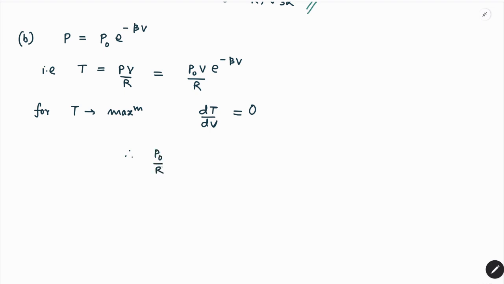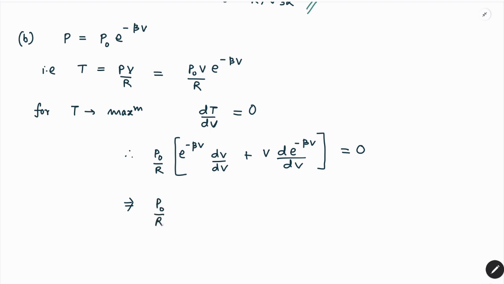So P naught by R is constant, and we will be applying the product rule. First we keep e to the power minus beta V constant and differentiate V with respect to V, and then we keep V constant and differentiate e to the power minus beta V with respect to V, and then we equate this entire value to 0. So on solving, we obtain P naught by R e to the power minus beta V, dV by dV being 1, plus V times minus beta e to the power minus beta V, and this value is equated to 0, and on solving we obtain V equals 1 by beta.